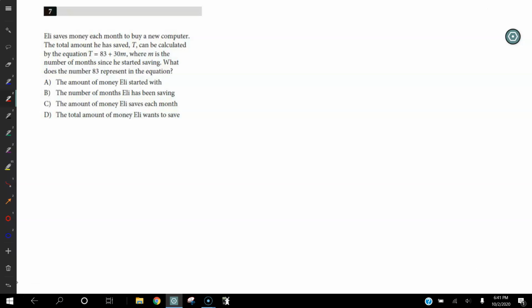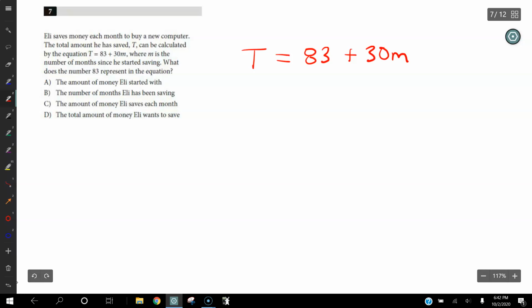Number 7, Eli saves money each month to buy the computer. Total amount he has saved is T. So he saves T. $83 is all by itself, so that must be his starting amount, plus 30M, where M is months. So how you would read this equation is he started with $83, and then he is saving $30 per month. So what does 83 represent? It represents the amount of money he started with, because it's independent of the month. It doesn't matter.